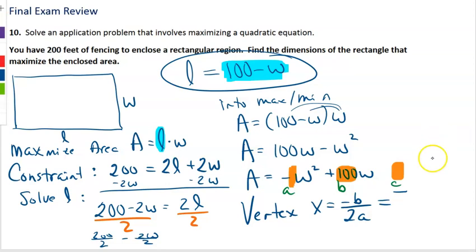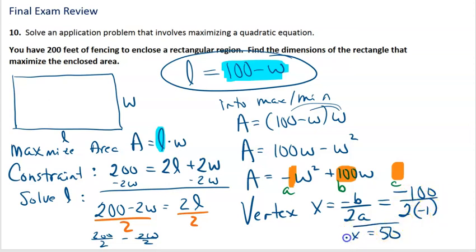So negative b, so it'd be negative 100 divided by 2 times a. My a is negative 1. So that gives me negative 100 divided by negative 2 is 50. So my x is 50. Oh, I changed it to x. You know what? My vertex isn't x. Why not? Because when I use the quadratic formula, it's w. It's whatever variable you have in your equation. So it's w is negative b over 2a. So my w is 50.